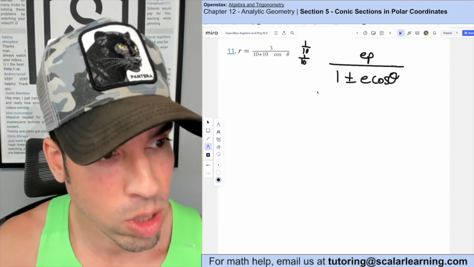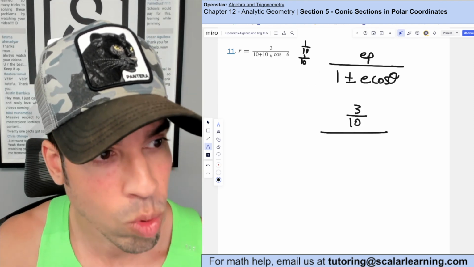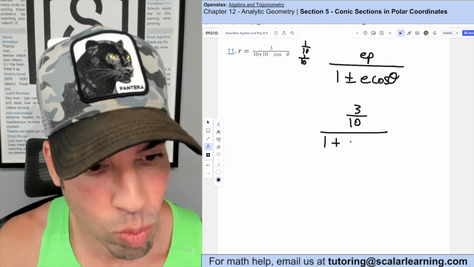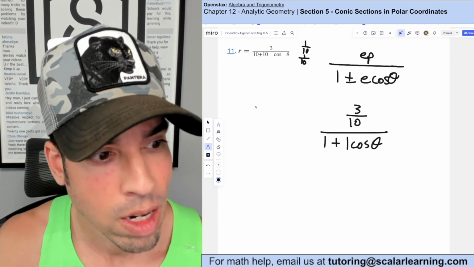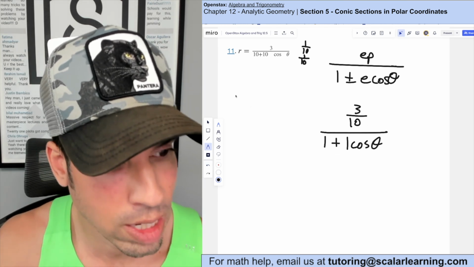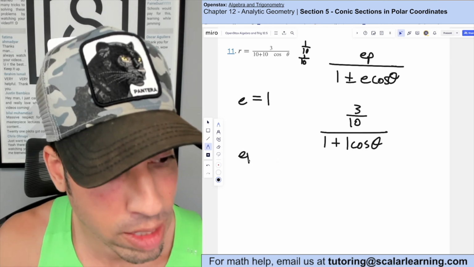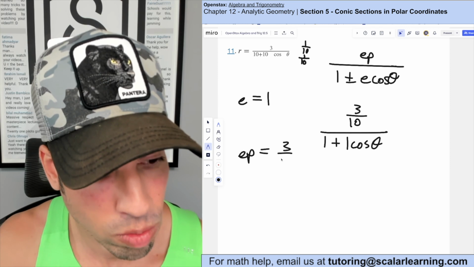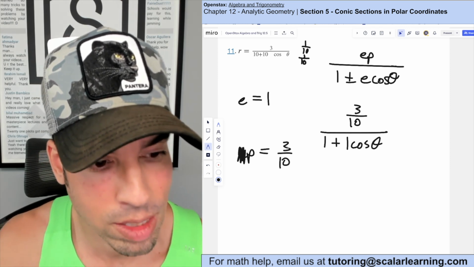All right, so 1/10 times 3 on top, we've got 3/10 over 1/10 times 10, which is 1, plus 1/10 times 10, once again 1, cosine of theta. So this tells us right off the bat that my eccentricity, or E value, is equal to 1. This also shows me that E times P, which is that numerator, is equal to 3/10. And since I know E is 1, I can get rid of this and say P is equal to 3/10.